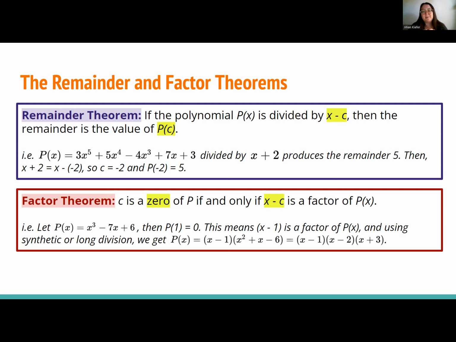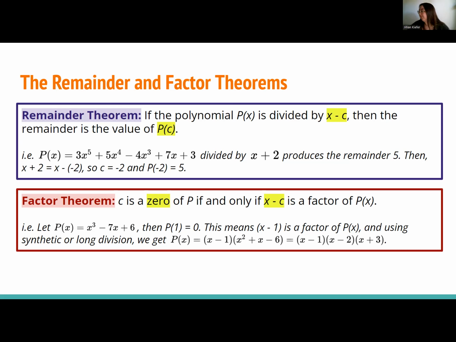The remainder theorem says that if the polynomial p of x is divided by x minus c, so something that you can use synthetic division on, then the remainder is the value of p of c. So if the question is that you just need to find a remainder and the divisor is something that looks like x minus c, you would take that number, plug it into your polynomial, and the answer will be the remainder.